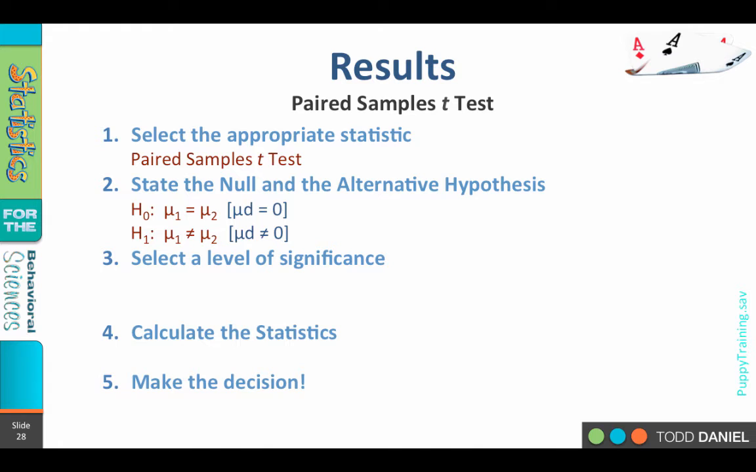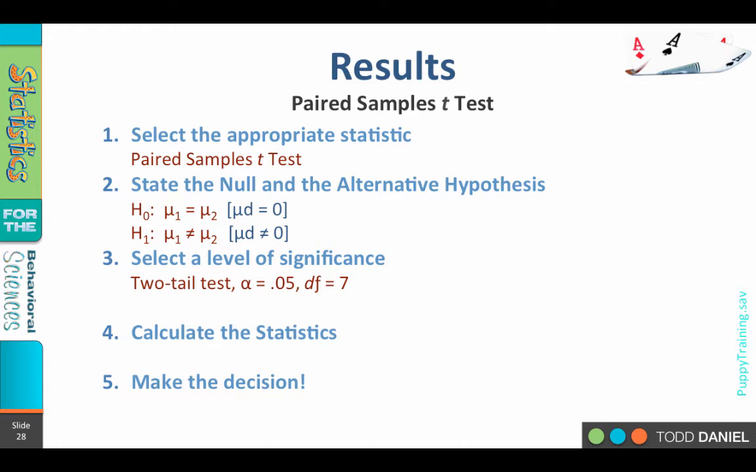Selecting a level of significance, we are going to use a two-tailed test, again, non-directional, set our alpha at 0.05, and this time the degrees of freedom are 7. Because the degrees of freedom for a paired sample t-test are n-1, where n is the number of pairs. So we have 16 puppies divided into 8 pairs, therefore degrees of freedom is 8 minus 1, or 7.